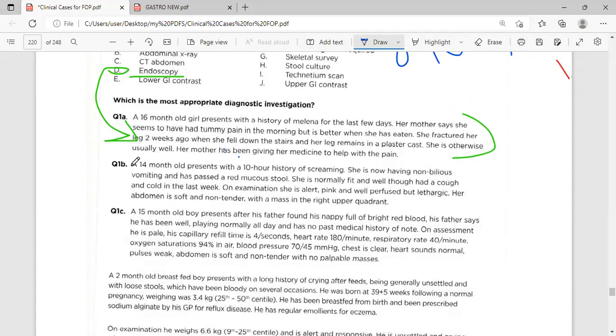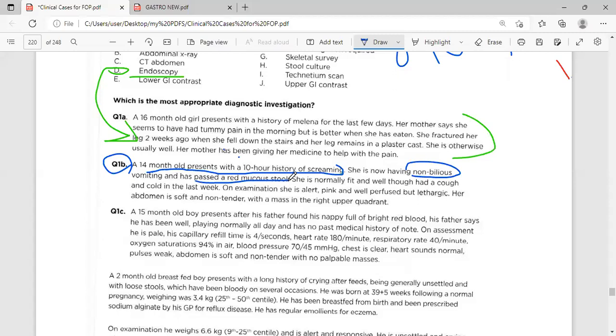Okay, let us move to the next question. A 14-month-old presents with a 10-hour history of screaming. Now she is having non-bilious vomiting and has passed a red mucus stool. She is normally fit and well, though she had a cough and cold in the last week, so a history of upper respiratory tract infection. On examination, she is alert, pink, well perfused, but lethargic. Her abdomen is soft and tender with a mass in the right upper quadrant.